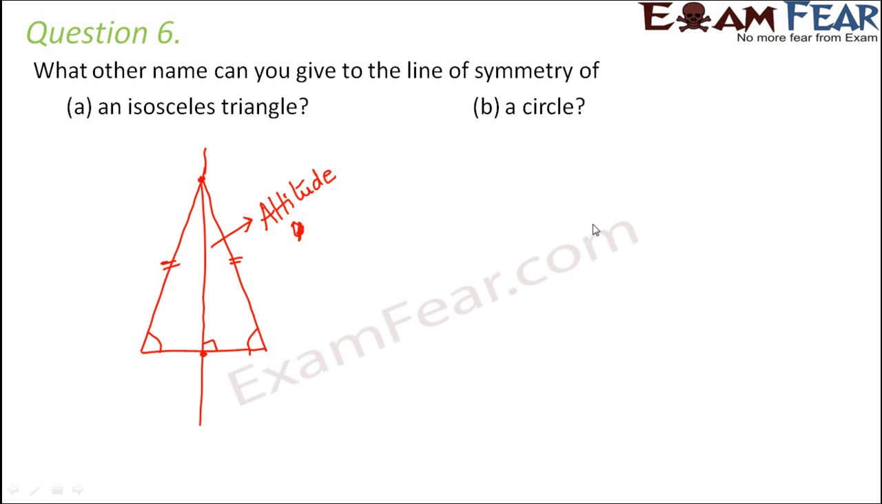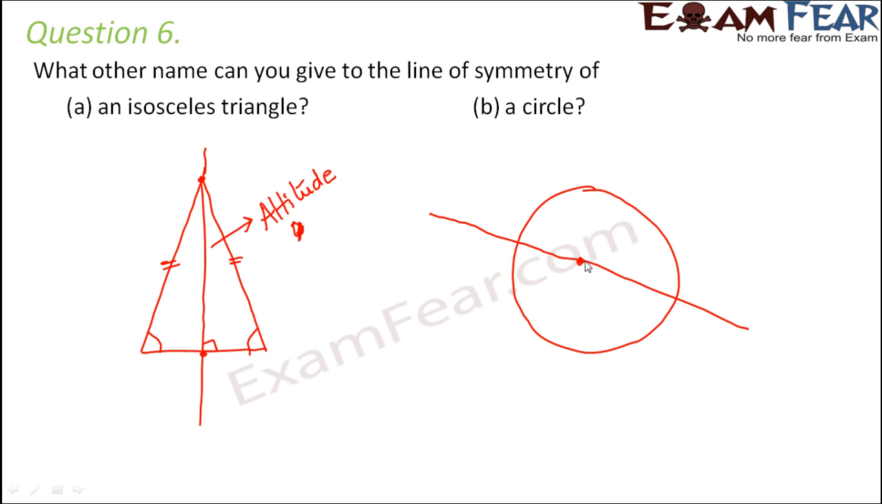In a circle, so if you think of a circle, what is that line of symmetry for circles? So any line that divides it into 2 equal halves, and this any line has to pass through the center of the circle. So any line that passes through the center of the circle is called the diameter. So we can call this line of symmetry as the diameter.